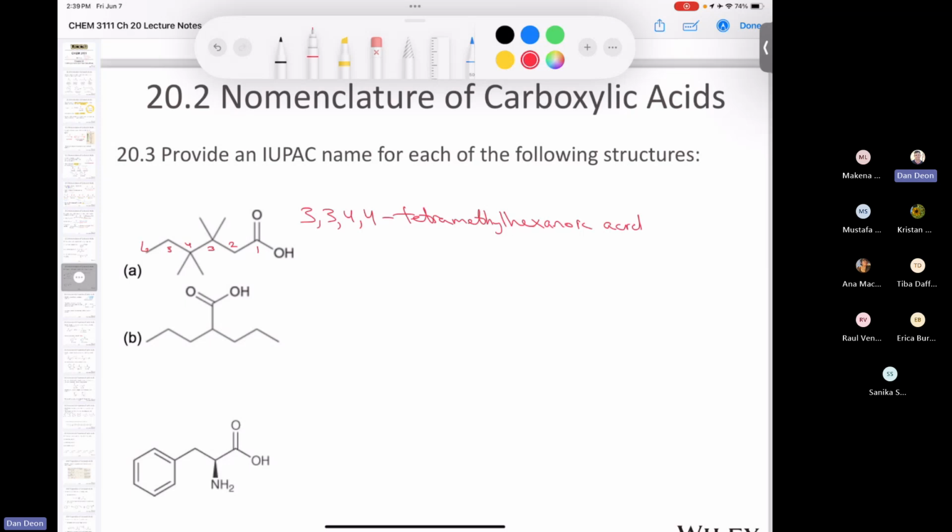Let's see. The next one, the longest chain is 1, 2, 3, 4, 5. So this is a 2-propyl pentanoic acid. So 2-propylpentanoic acid. You could also call this one a valeric acid too. That would be fine. So you could also call this 2-propyl valeric acid. That would work too.